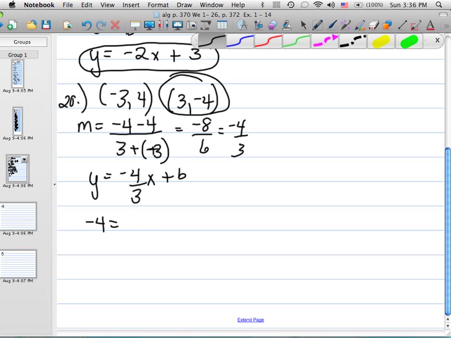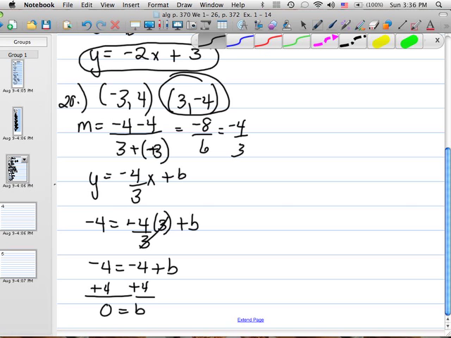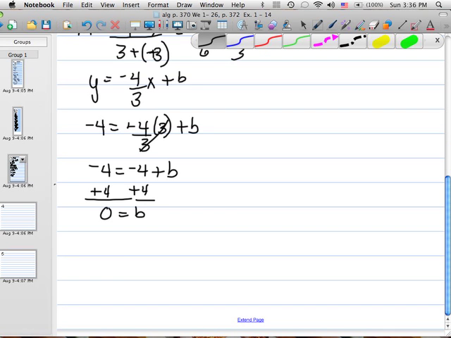So y is negative 4. X is 3. 3's cancel out, so I get negative 4 equals negative 4 plus b. Adding 4, we get 0 equals b. So our equation is y equals, the slope was negative 4 thirds x plus 0, or just this.